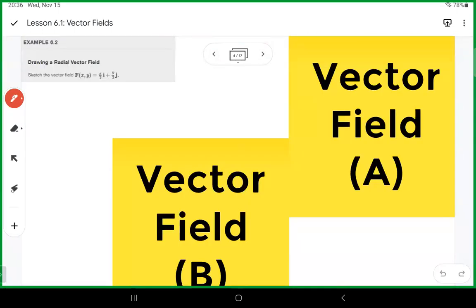Drawing a radial vector field. Sketch the vector field for f(x, y) as being x over 2 i plus y over 2 j. It says to sketch the vector field, choose a sample of points from each quadrant and compute the corresponding vector. The following table gives a representative sample of the points in the plane and the corresponding vectors.